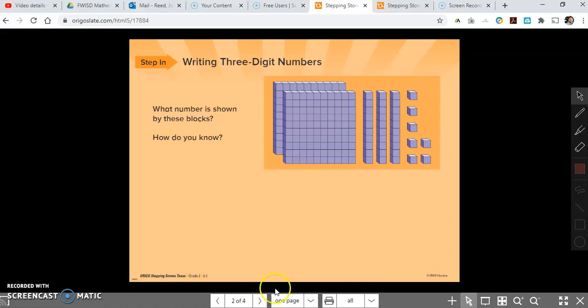So let's look at these blocks right here. What number is shown by these blocks and how do you know? Take a second to discuss with someone at home what you notice and what you see about these blocks. And remember, I want us to be talking about units, which are the ones, rods, which are the tens, and flats, which are the hundreds. Take a few minutes and discuss with someone at home what you notice about these. Pause the video. When you're ready, come back.